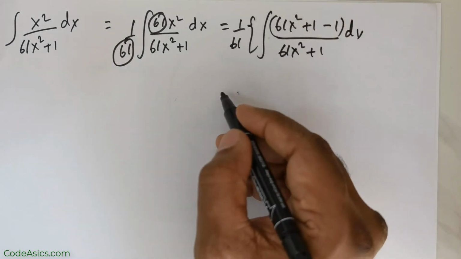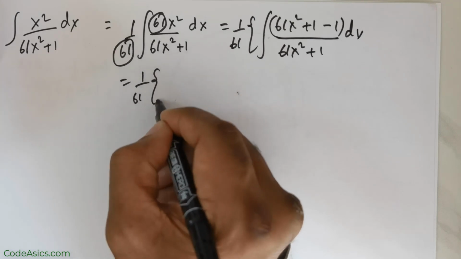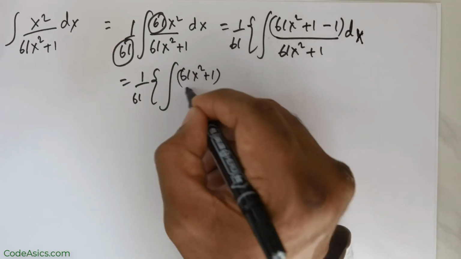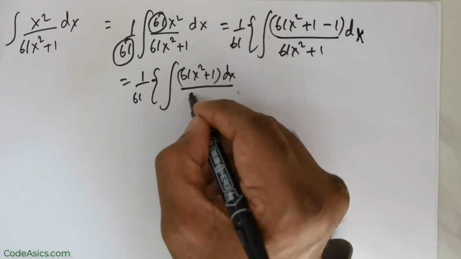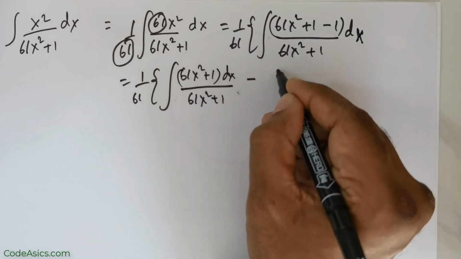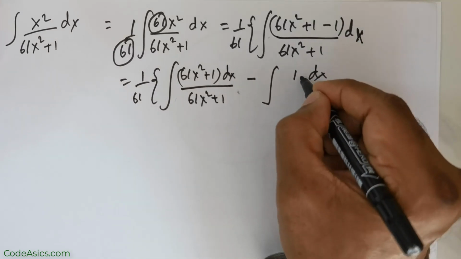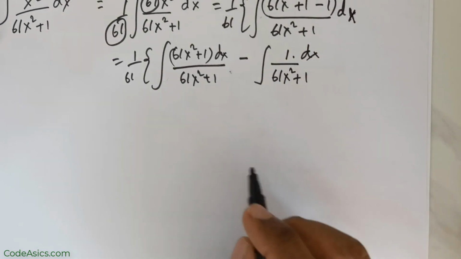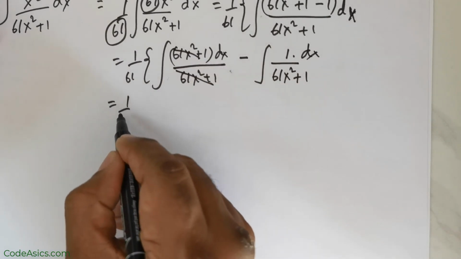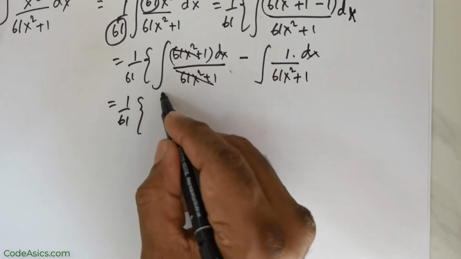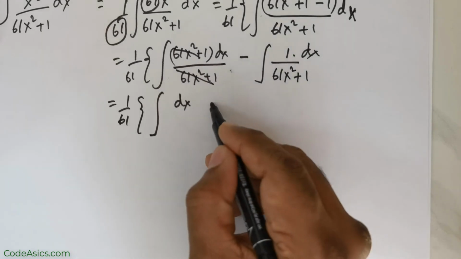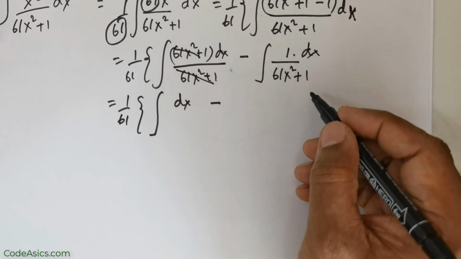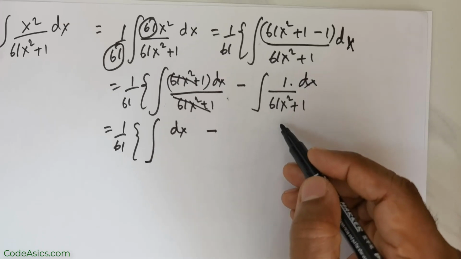Now I would like to rewrite this as 1 over 61 integral of 61x squared plus 1 times dx divided by 61x squared plus 1, followed by a negative sign, 1 times dx divided by 61x squared plus 1. So this is what we have got. Now this and this can be cancelled, giving you 1 over 61 integral dx. Over here we need to perform some operations that would ensure that we are able to integrate this quantity.